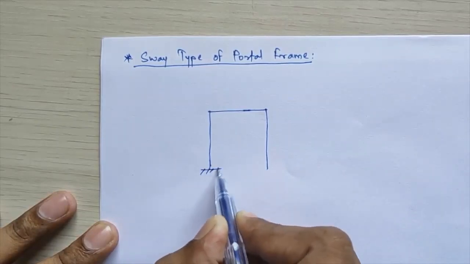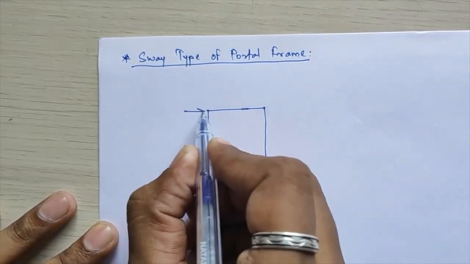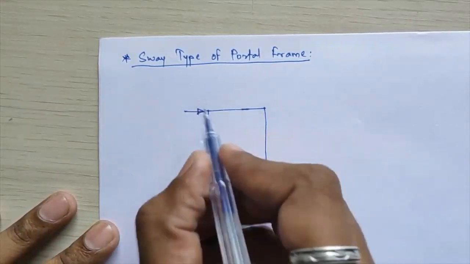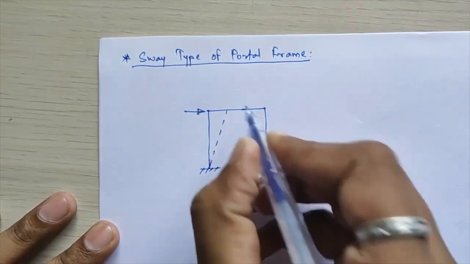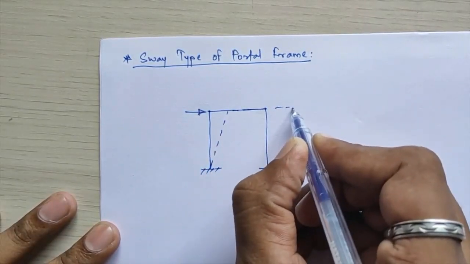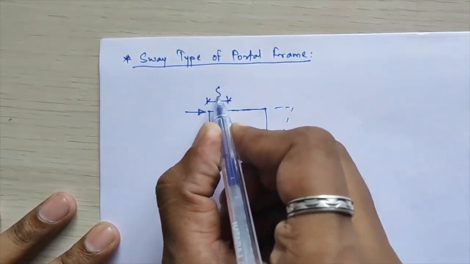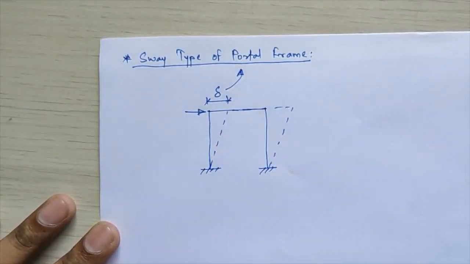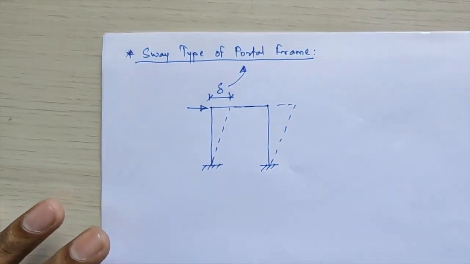If I consider this example, a simple portal frame which is subjected to lateral loads. Lateral load means horizontal loads applied at this rigid joint, and when this frame sways in this way, that is, if it permits a horizontal displacement of amount delta, that type of frame we call a sway portal frame, and this delta is called the sway coefficient.